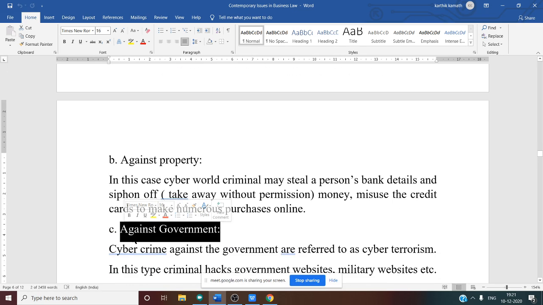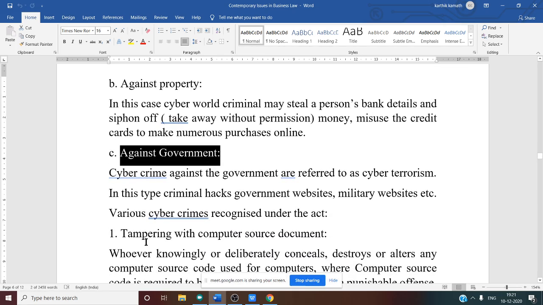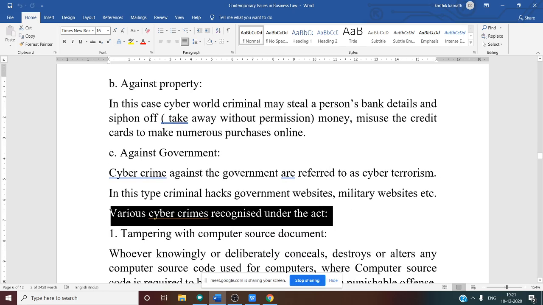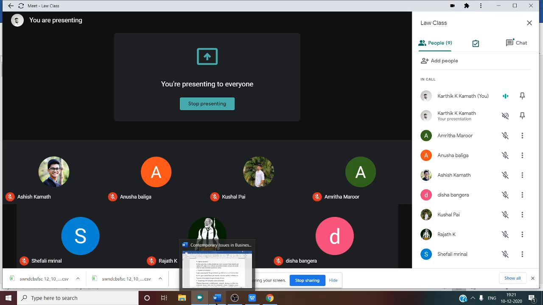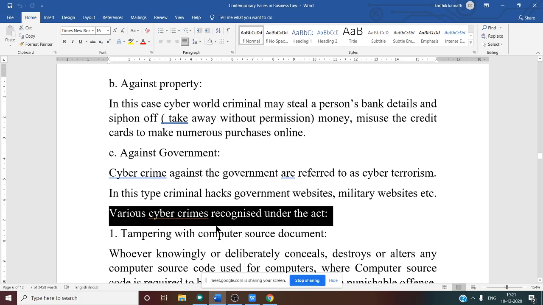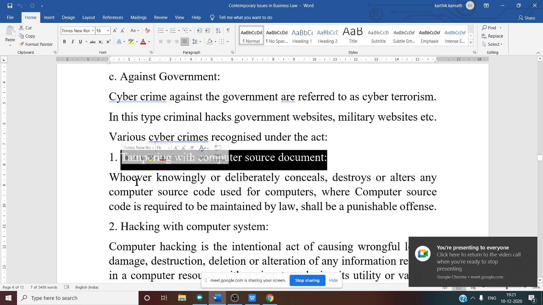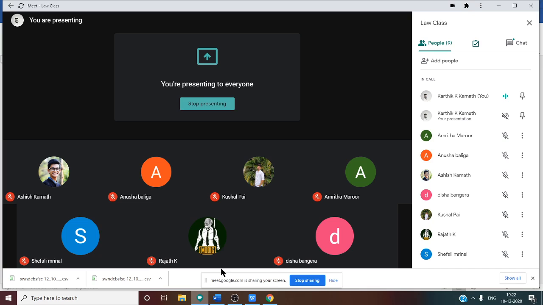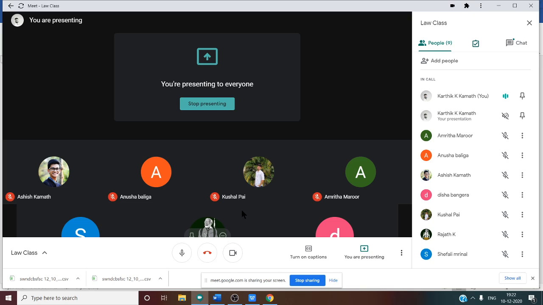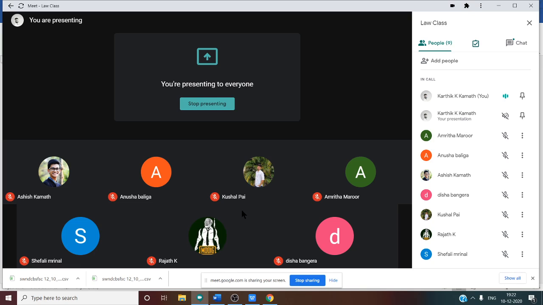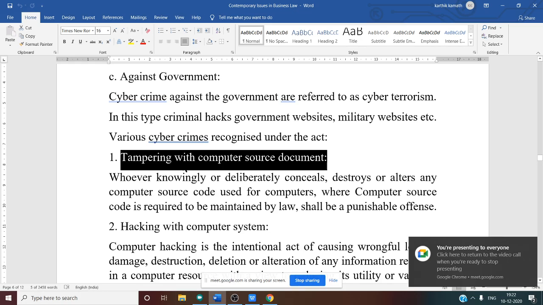After discussing these three major types, we have to see what the various cyber crimes recognized under the Act are. Under the Act means the Information Technology Act of 2000. So first one, tampering with computer source documents. What do you mean by tampering? Tampering means you are changing some computer codes or computer programs, or altering the computer codes or programs. All these things come under tampering with the computer source document.